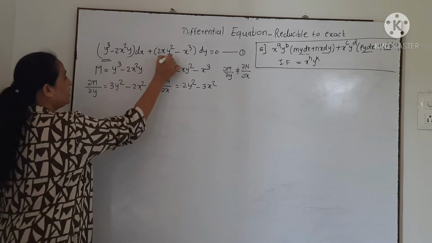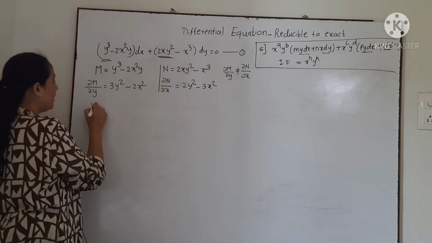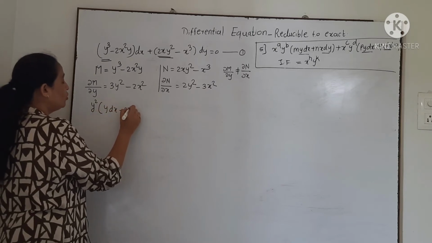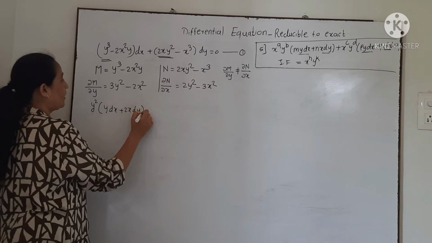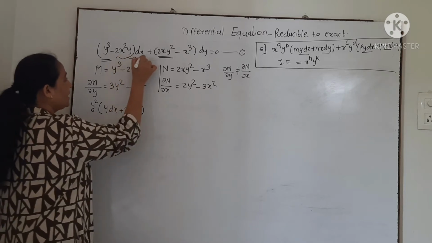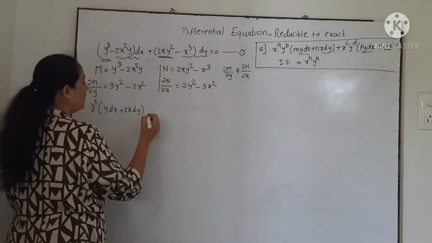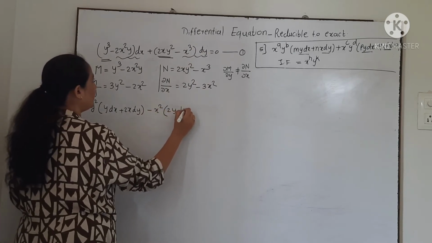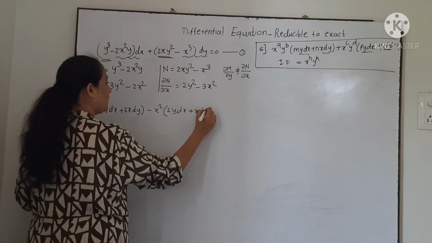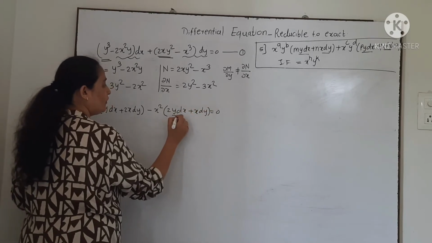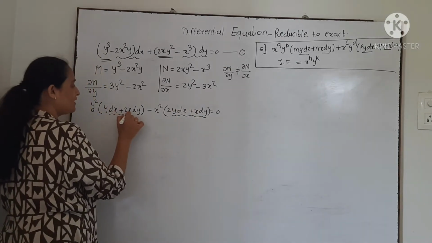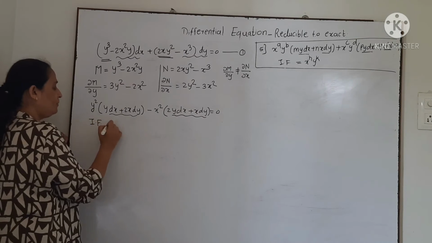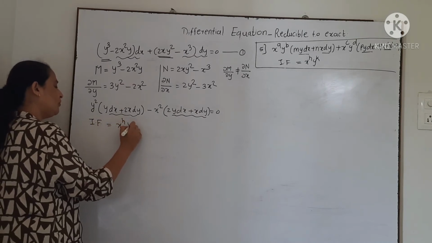If I take first and third term in one bracket, we have inside the bracket y dx plus 2x dy. Similarly, from second and fourth term, we can take minus x square common, inside the bracket 2y dx plus x dy equal to 0. So, we have inside the bracket y dx plus x dy in both the brackets. So, we can say its integrating factor will be equal to x raised to h, y raised to k.